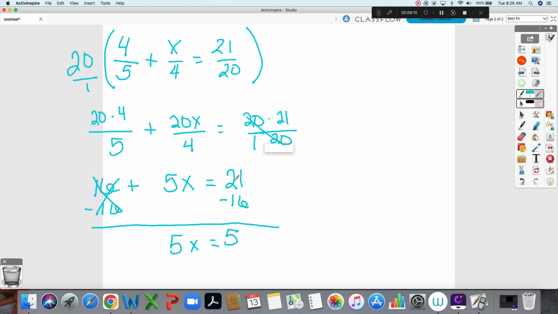What's my final step, Valeria? Divide by 5. I still have that 5 hanging out with my x. These are going to cancel out and leave me with just an x over here. What's 5 divided by 5? 1. Pretend like that 5's not there. It's not 15. X is 1.